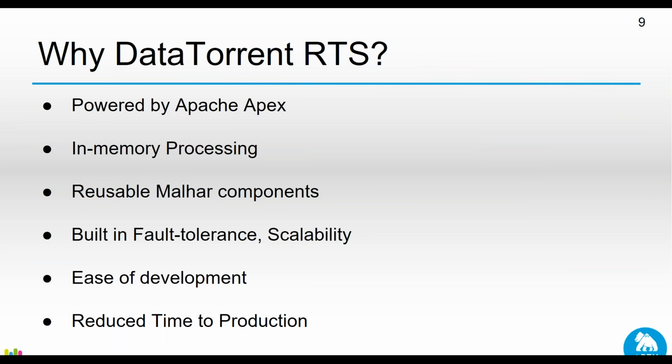Okay. What is DataTorrent RTS? DataTorrent RTS is an in-memory distributed data processing engine, powered by Apache Apex. Apex is an open source platform available in the Apache Software Foundation. It is a native Hadoop platform. Basically, we need a Hadoop 2.2 plus cluster in any mode, physical or virtual or on the cloud. It has inbuilt fault tolerance and scalability.